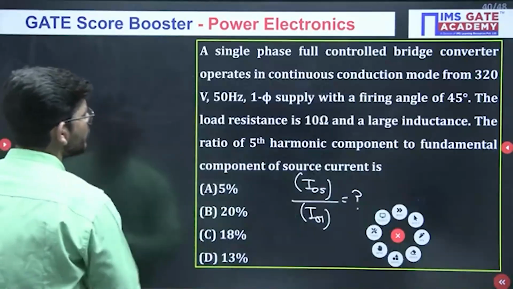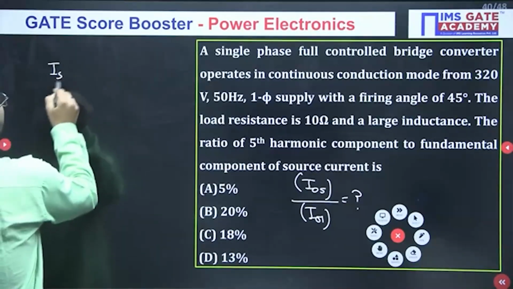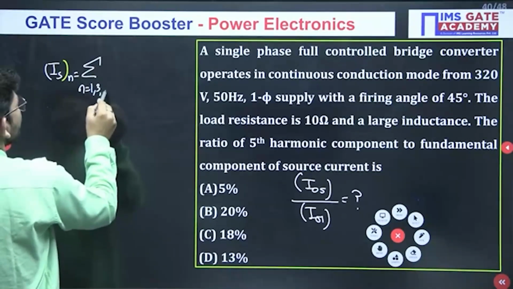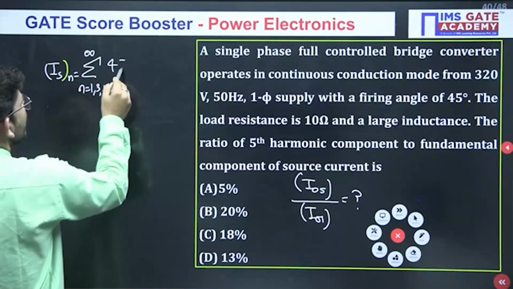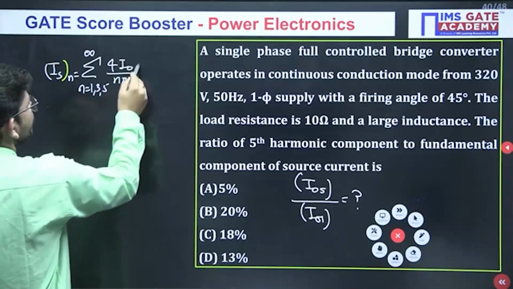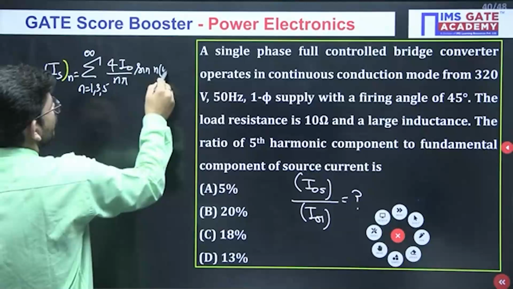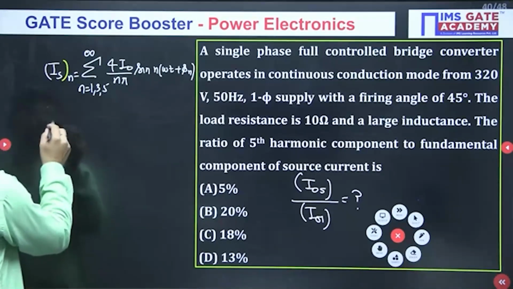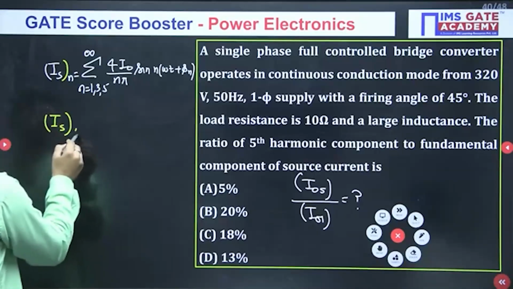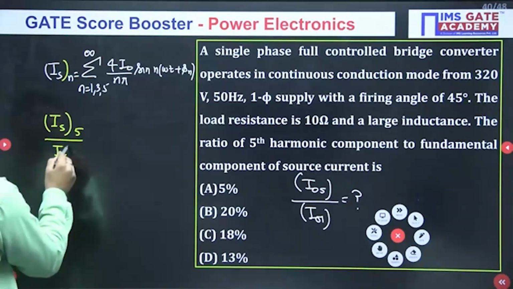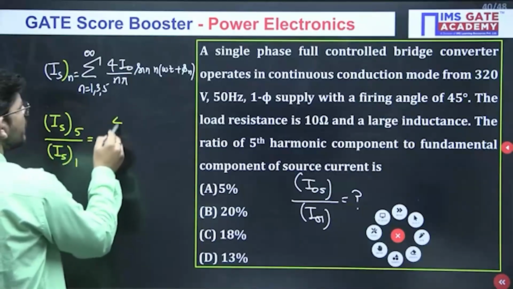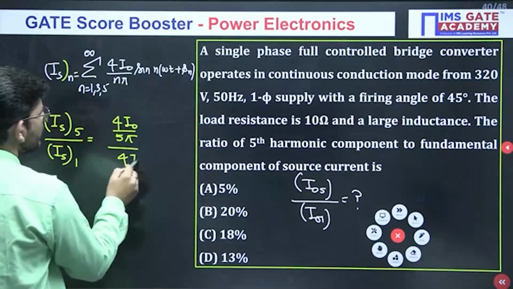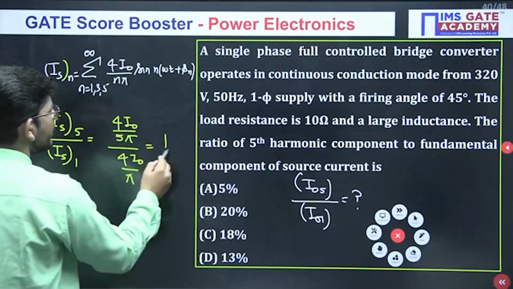Okay, so what we have to do? The source current Fourier series. What is it? For n equals 1, 3, 5 to infinity, 4 I naught upon n pi sine of (n omega t plus phi n). Now from here, if you calculate the fifth component to the fundamental component ratio, you will get 4 I naught upon 5 pi divided by 4 I naught upon pi, and you will get 1 by 5.